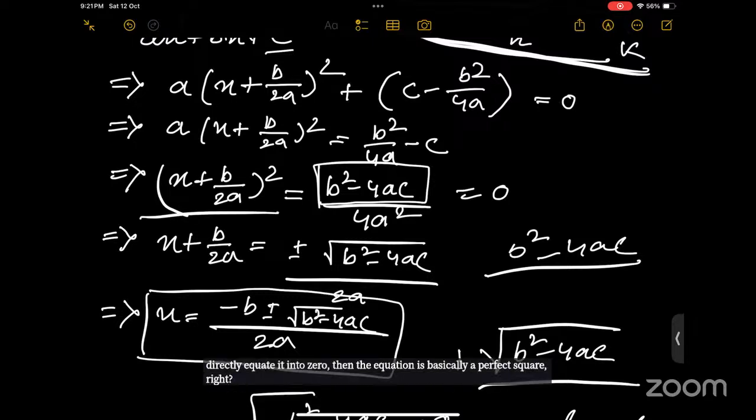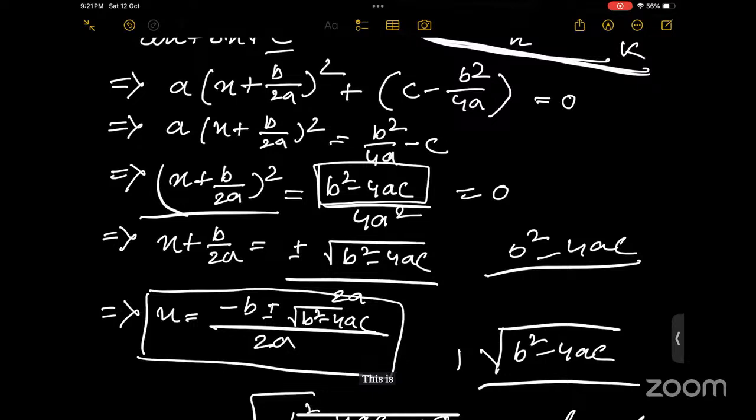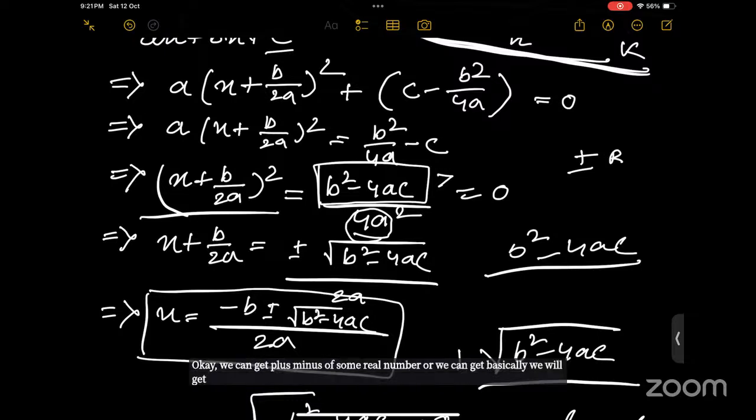Now I'm talking about b squared minus 4ac greater than 0. That means this term is a positive term, because we have a square here. Now if we take the root, we will get plus minus of some real number. Whether it is within the root or outside the root depends on whether it is a perfect square.